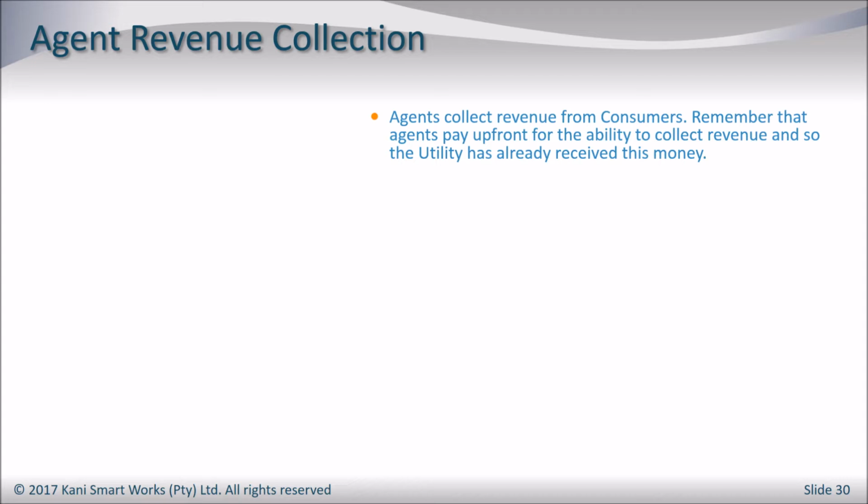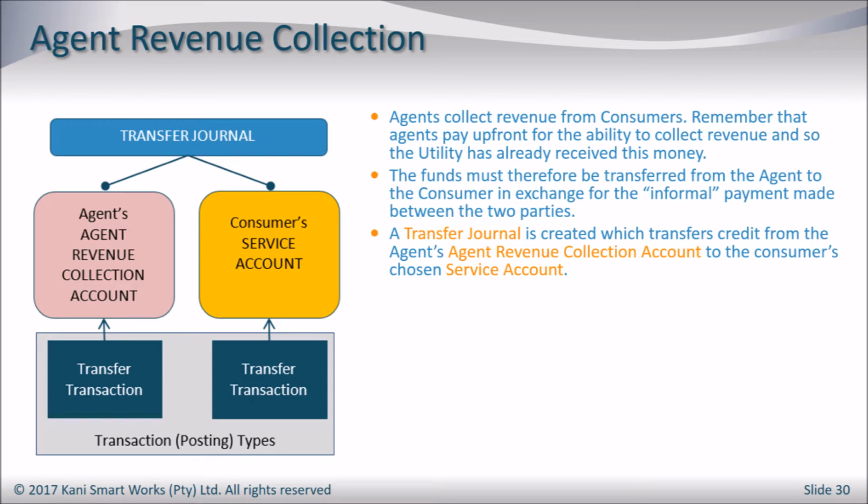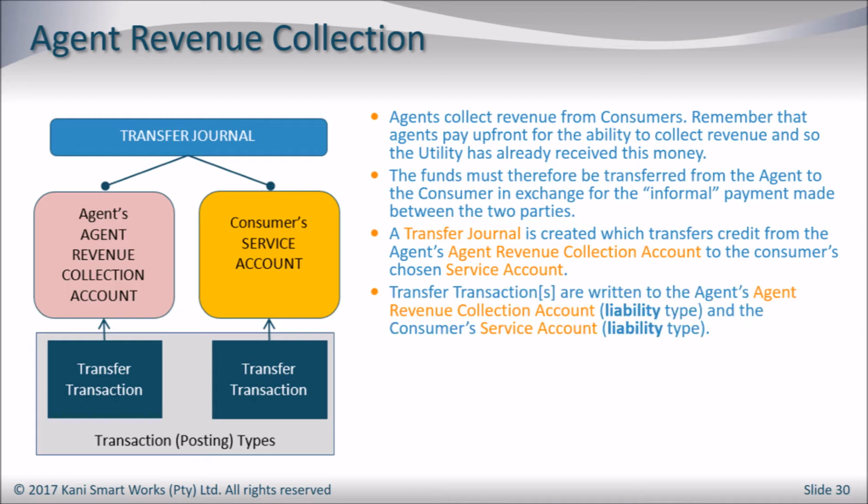The funds must therefore be transferred from the agent to the consumer in exchange for the informal payment made between the two parties. A transfer journal is therefore created which transfers credit from the agent's agent revenue collection account to the consumer's chosen service account. Transfer transactions are written to the agent's agent revenue collection account, which is of type liability, and the consumer service account, which we know is of type liability.